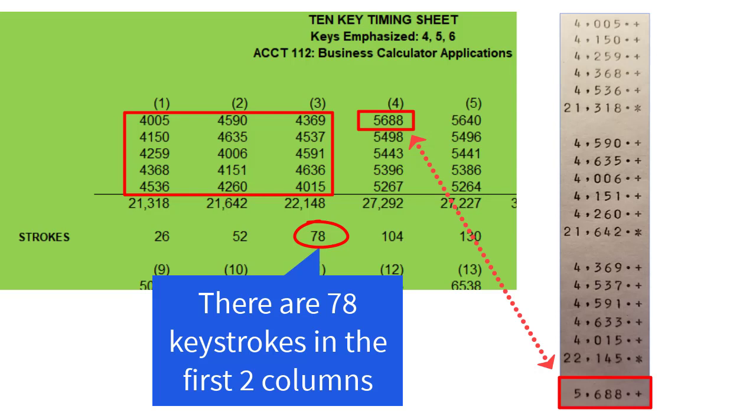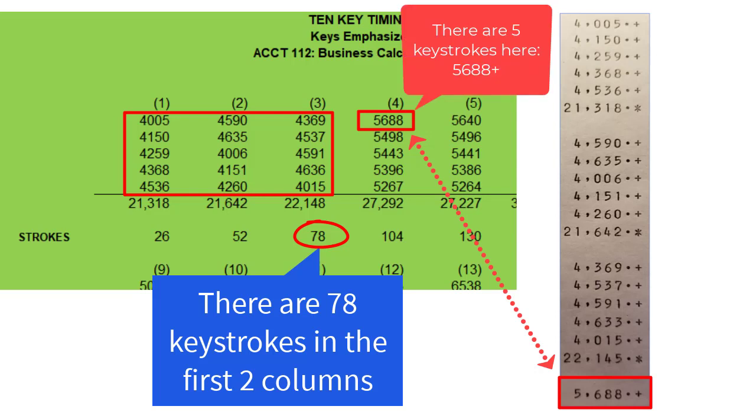But how did this number get printed on the paper? To get printed on the paper, I must have hit the plus key. So for this line, I had 5 keystrokes. The 5, the 6, the 8, another 8, and the plus key. So I did a total of 5 keystrokes in the 4th column.